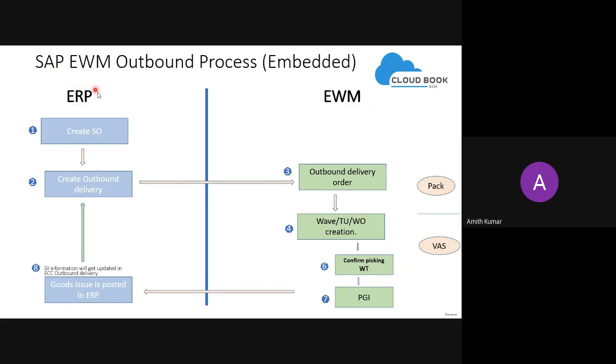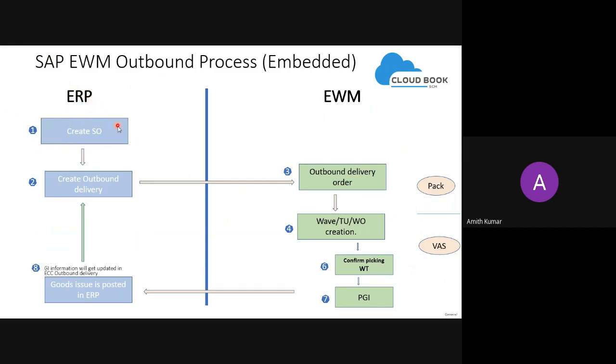Here also the process initiates in ERP. If we want to do any kind of shipping activity, the first thing we need to do is create the sales order. In inbound, we created a purchase order because we were trying to purchase something. In the same way, when we want to sell something, we need to create the sales order. The sales order will be created in ERP, that is the ECC system.